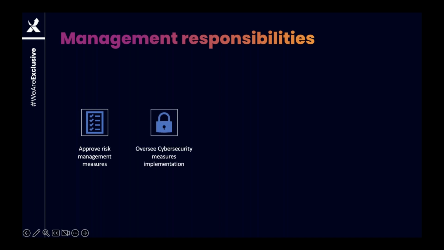The second step is, as a management, what are your responsibilities? First of all, you will need to allocate the necessary and correct budget and resources to approve certain risk management measures you have to take. And not only saying we need to do this, but also oversee that it actually is happening, because you are personally liable if you neglect your tasks. So that's very important. Also, as management, you are personally liable.